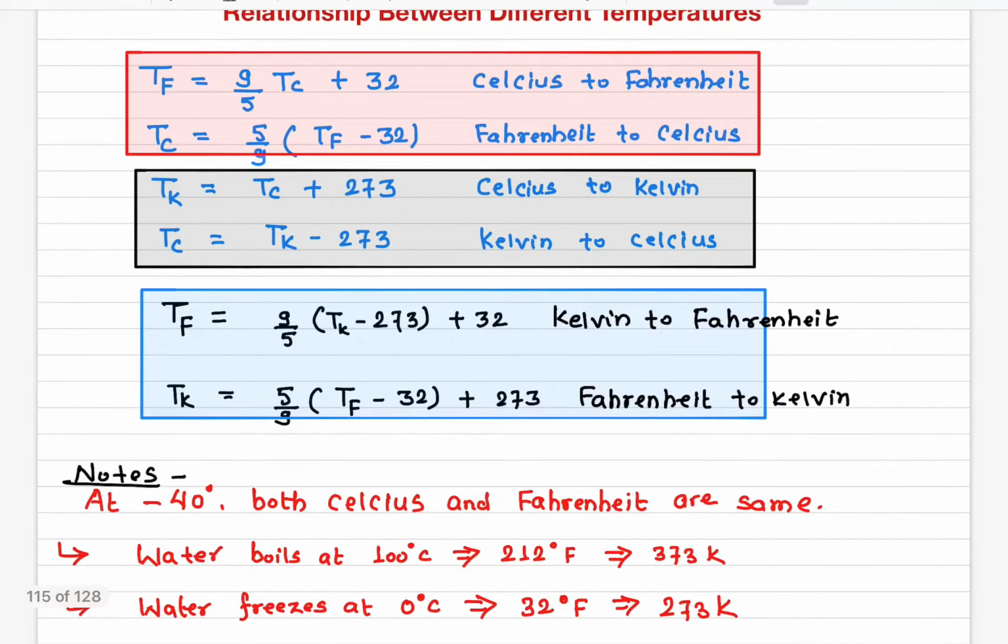At minus 40 degrees, both Celsius and Fahrenheit are exactly the same, and you can easily solve this by plugging into this equation to find the temperature at which Celsius and Fahrenheit are equal. I will demonstrate this mathematically: at minus 40 degrees, both Celsius and Fahrenheit are exactly the same, as in my other videos.